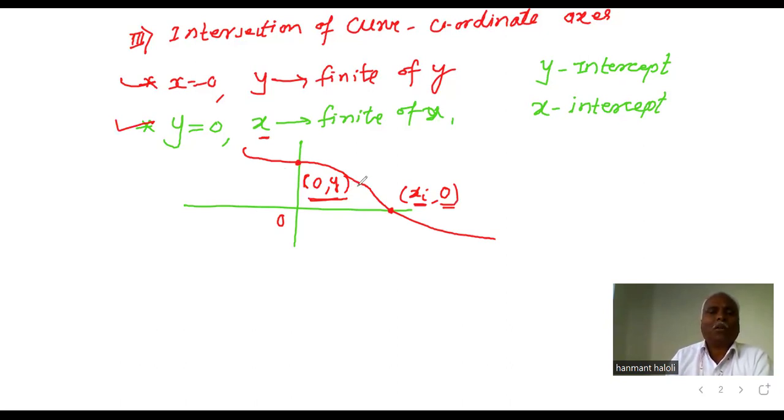This is called the coordinate interception method, how to find out whether the curve is intersecting or not. Now after that we go for the next, fourth point.